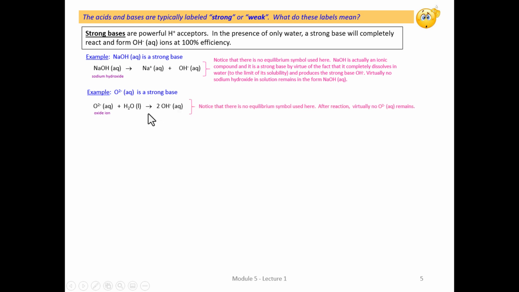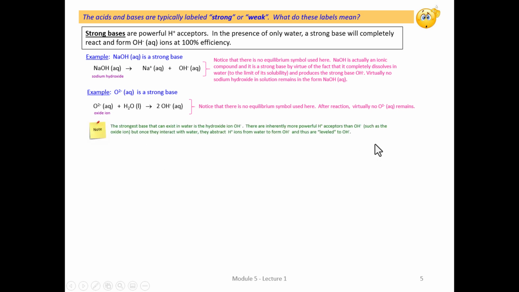Notice there's no equilibrium symbol used here. After reaction, there's virtually no oxide ion that remained because it was such a powerful H+ acceptor. It just went crazy and picked up H+ ions from the water molecules at 100% efficiency.